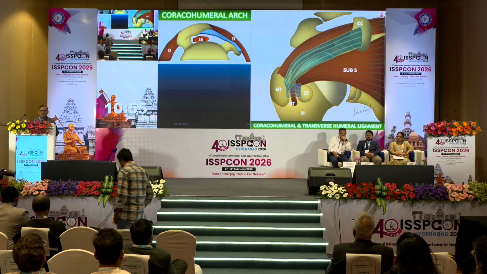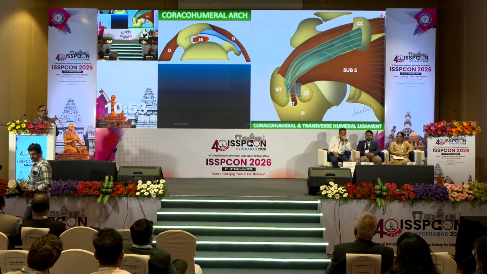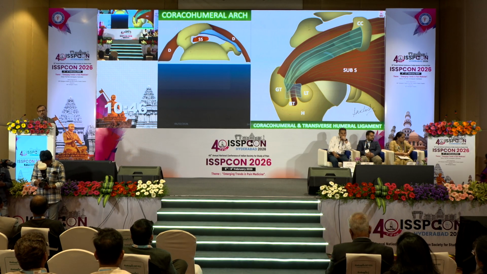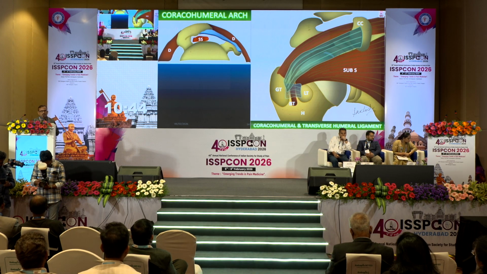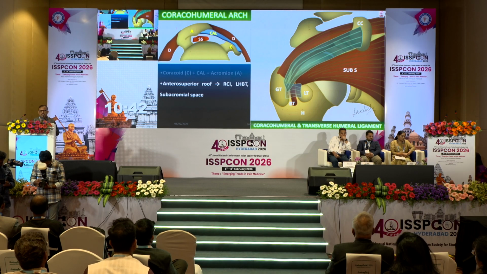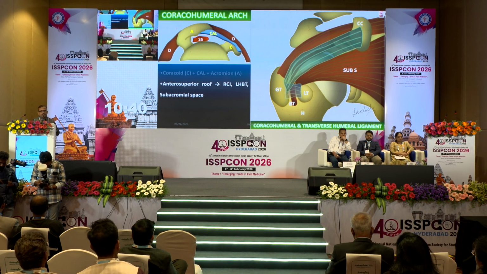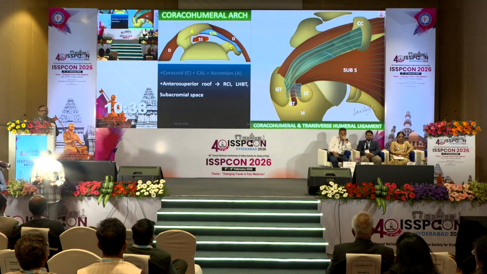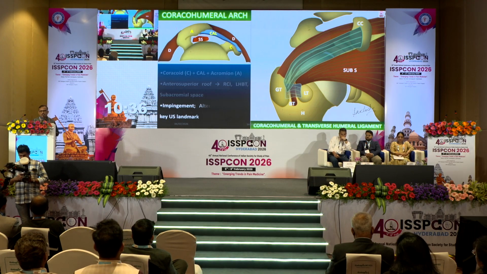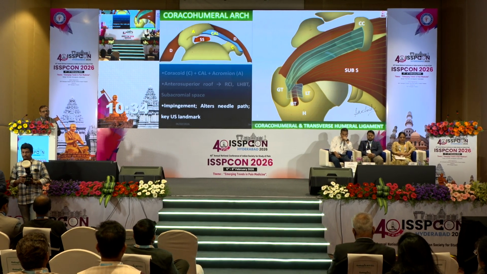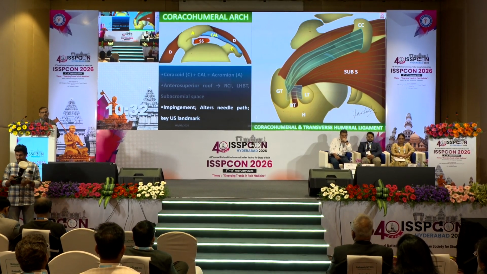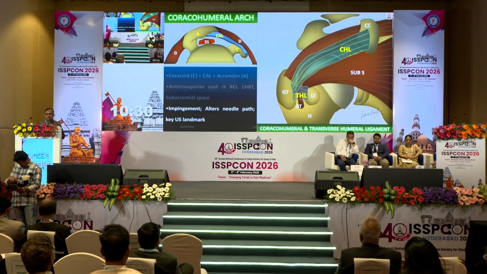Coming to the coracohumeral arch, most of the pain is associated with impingement, which was an earlier definition. Now it's combined and called subacromial pain syndrome. So basically it covers the rotator cuff interval, the long head of biceps tendon, and the subacromial space. It also alters our needle path and is a key ultrasound landmark.